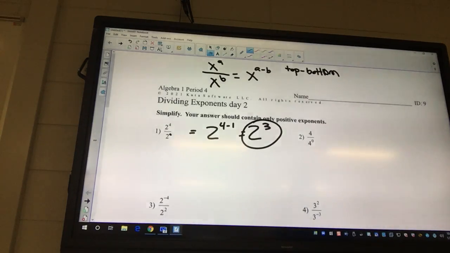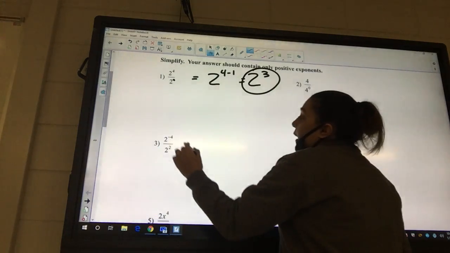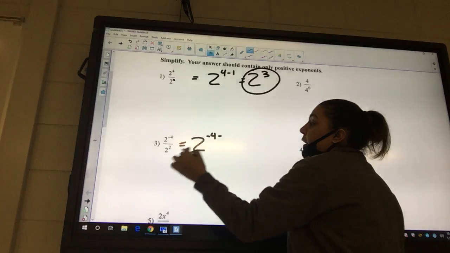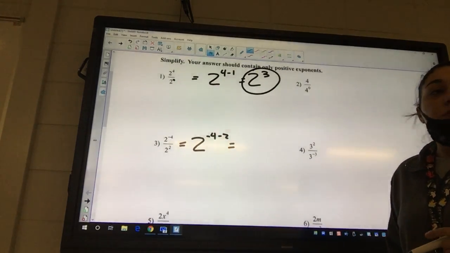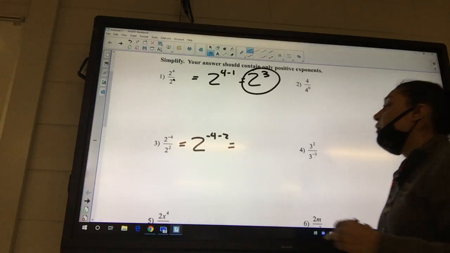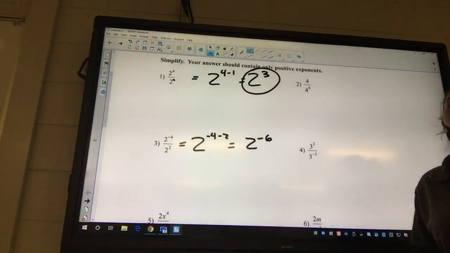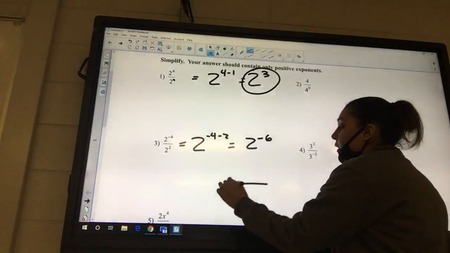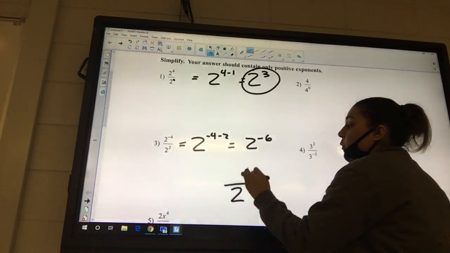Okay, so if we look at 3, we keep our big number, and we say top, which is -4, minus the bottom, which is 2. Okay, so -4 minus 2 is going to be -6. Okay, so 2 to the -6. Where do negatives go? To the bottom, okay? And so we got to draw a fraction bar, and we do a 2 to the 6, and what do we put on top? A 1.